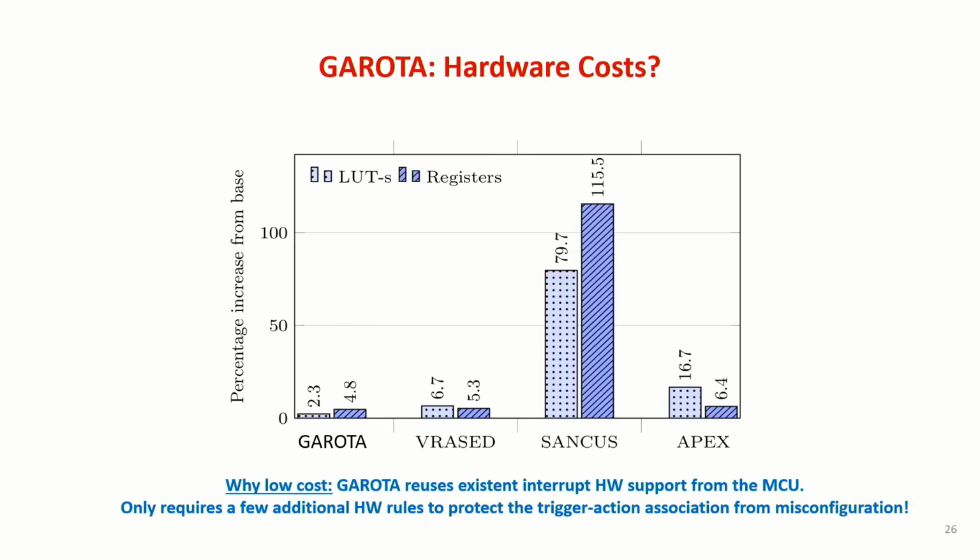This is my last slide, on the hardware costs. And by the way, I should say this, we compared them to a bunch of architectures, a bunch of roots of trust, targeting the same class of devices, but they're not doing the same thing. All of these are passive roots of trust. They're not active. We put it here for a point of comparison. And you see it's not more expensive or anything. It's actually cheaper. And the reason is, well, we reuse the existing interrupt support from the device, and we just add the minimal amount of hardware support needed to protect this trigger action association in GAROTA architecture.